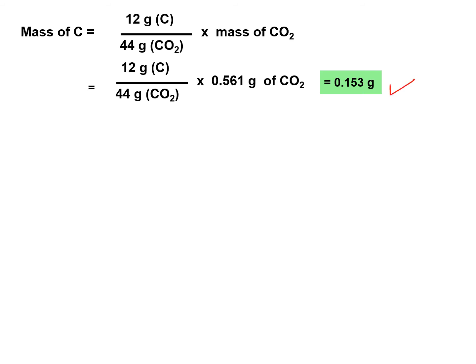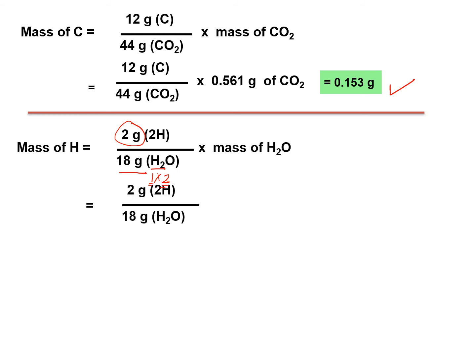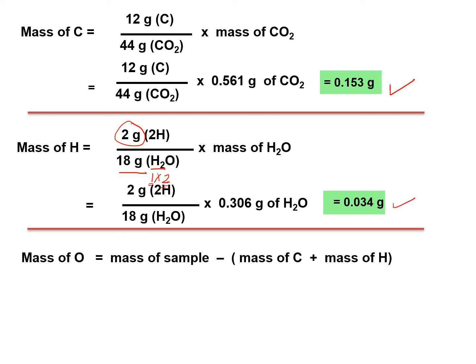0.153 gram. But how about the mass of hydrogen from H2O? So hydrogen is 2 gram. Why 2 gram? Because this is H2O, 1 times 2. So 1 is the molar mass of hydrogen, and it contains 2. So that's why the answer here is 2, divided by the molar mass of H2O, 18 gram, times the mass of H2O. So insert the value, and I will get the answer 0.034 gram. Then we calculate the mass of oxygen by the mass of sample minus the mass of carbon and hydrogen.